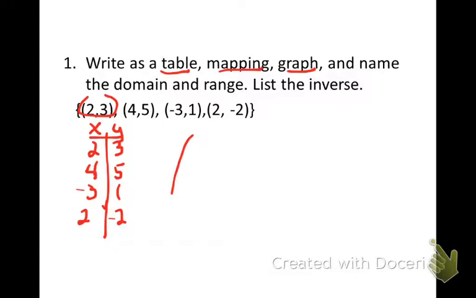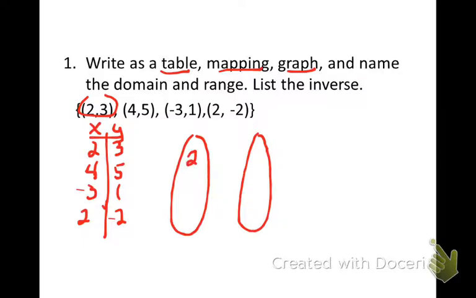A mapping, you're going to have two ovals. And the first thing you're going to do is put the numbers in here. Now the 2 appears more than once, so I'm going to only write it in my mapping once: 2, 4, and negative 3. Over here I need a 3, I need a 5, I need a 1, and a negative 2. And then what does 2 go to? It goes to a 3. Also, if you see at the bottom, it goes to negative 2. So I draw a mapping like that. 4 is mapped to 5, and negative 3 is mapped to 1. So that's a mapping, just like that.